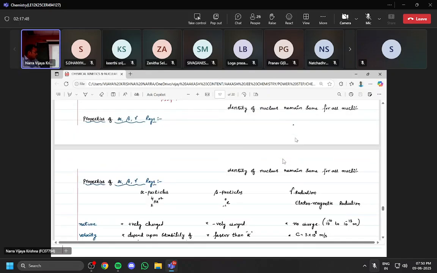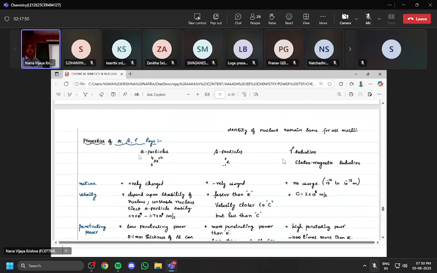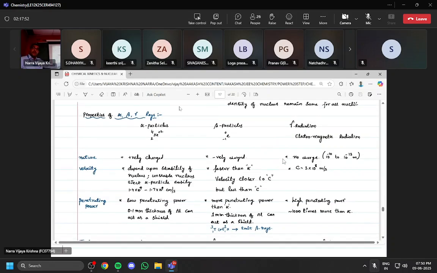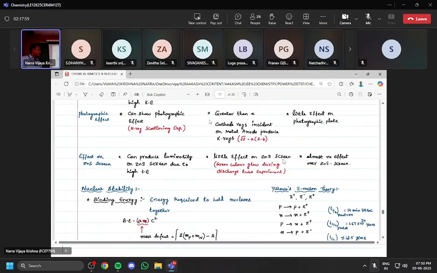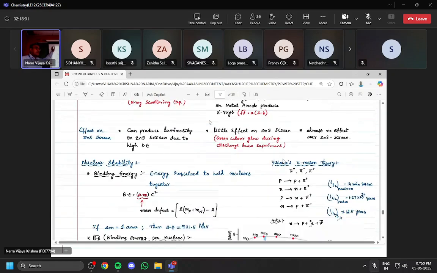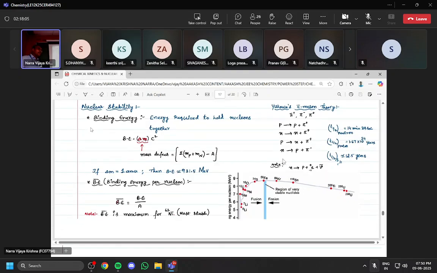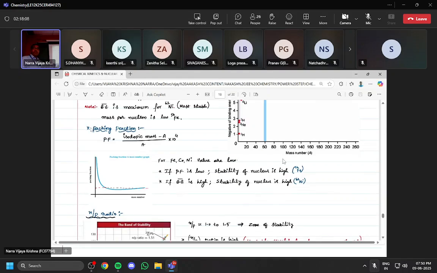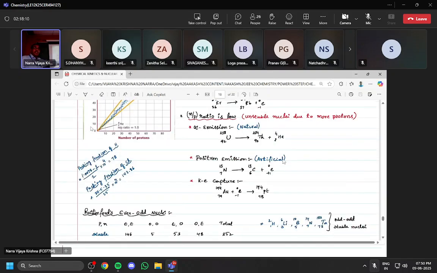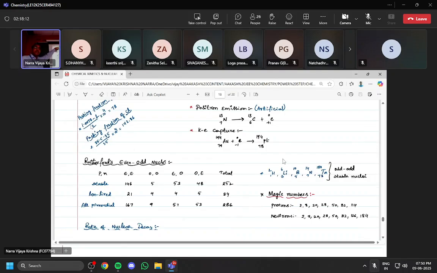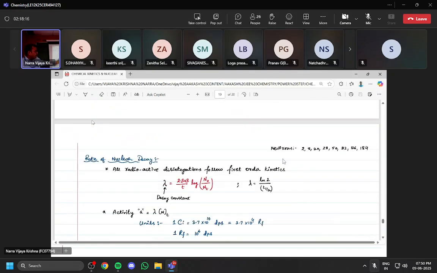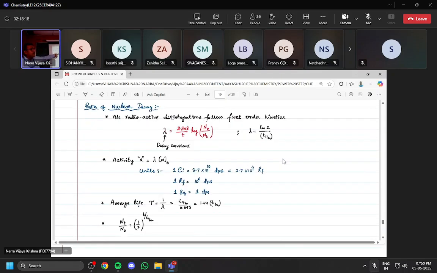Now, some properties of alpha, beta, gamma. Positively charged, negatively charged, no charge; that is radiation. These two are particles. Some theoretical concepts you will study in physics. Binding energy per nucleon, N by P ratio, we will discuss after completion of this chapter, at the end. Once that is done, we will study about rate.